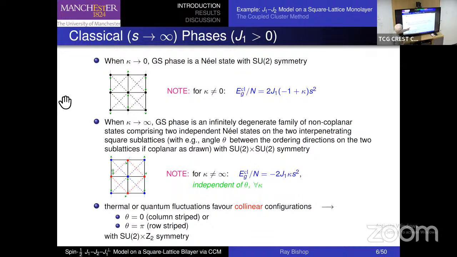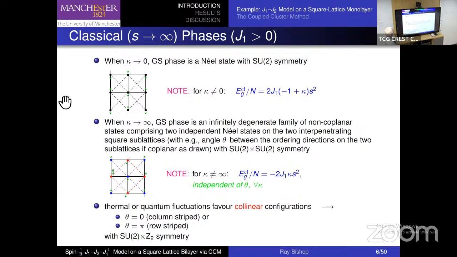Take the square in the middle. It's got 4 nearest neighbor reds. These two are at an angle theta with respect to each other. These other two are at an angle pi minus theta, and the cosine of theta plus the cosine of pi minus theta is equal to 0. So the J1 bonds do not contribute in this case, and so it couldn't be simpler.